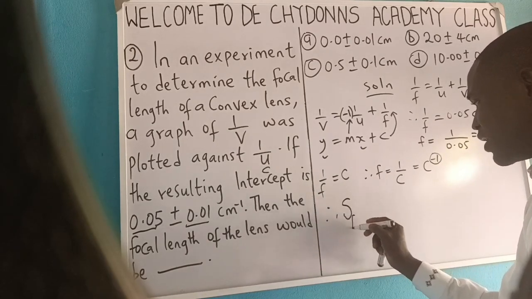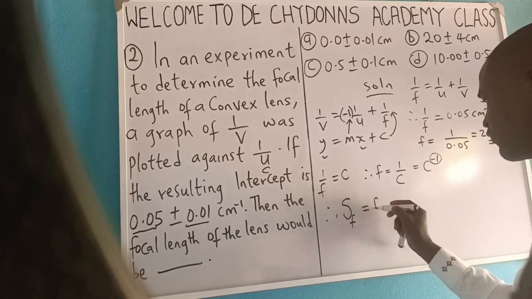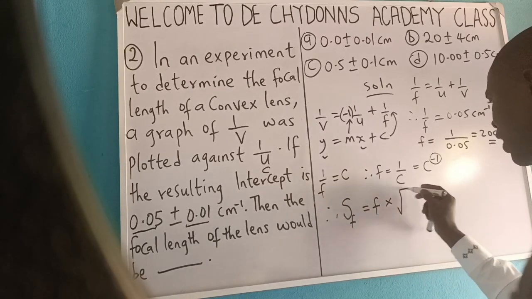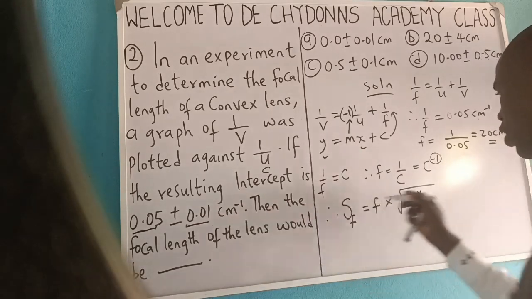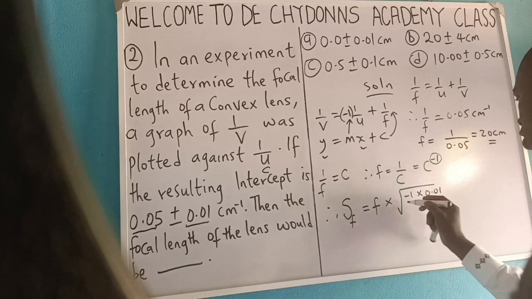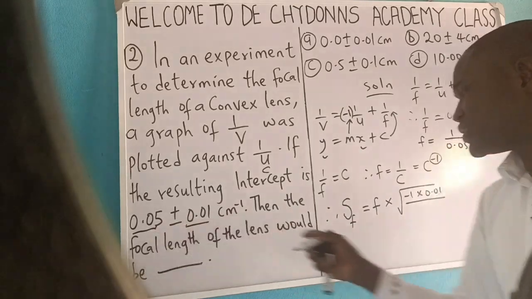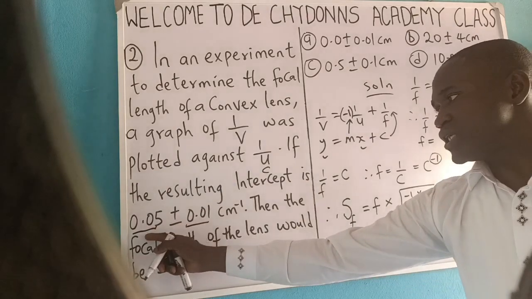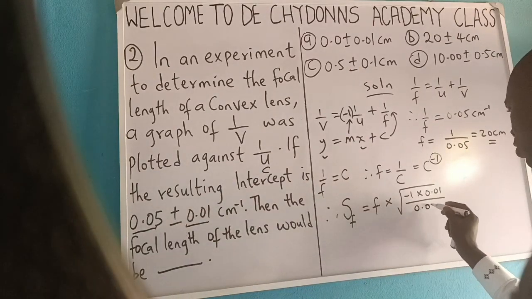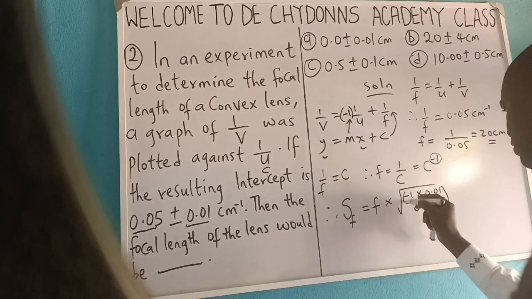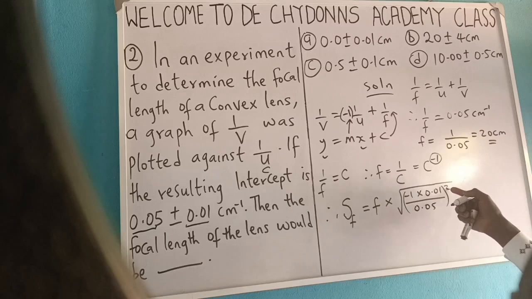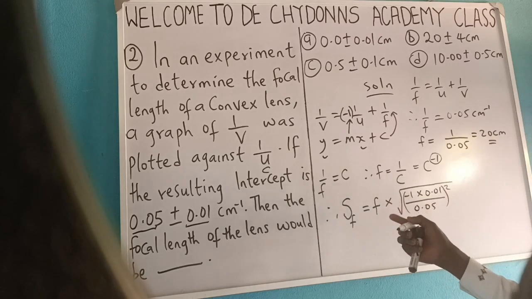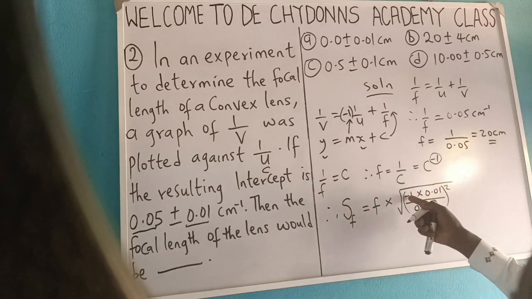Standard error in finding the focal length is equal to the focal length itself times the square root of the power we have, minus 1, times the error given to us, 0.01, all over the intercept given to us, 0.05. We will square it. Why are we using this? The square will take care of this minus, because we don't want to have a negative answer. Yes, this square will take care of this minus.